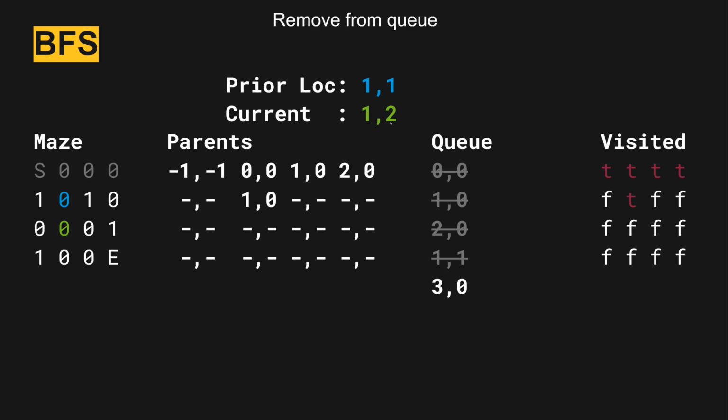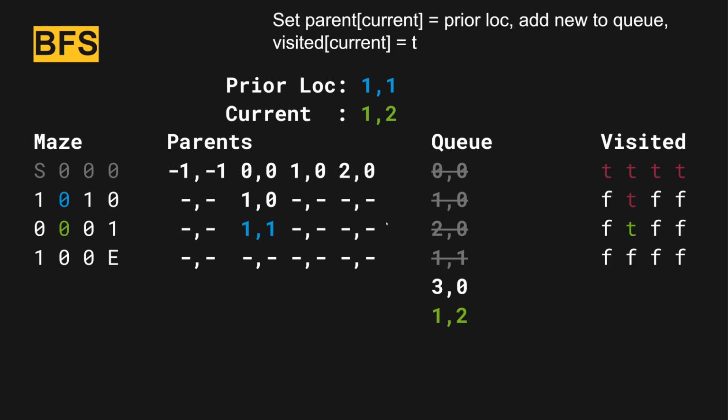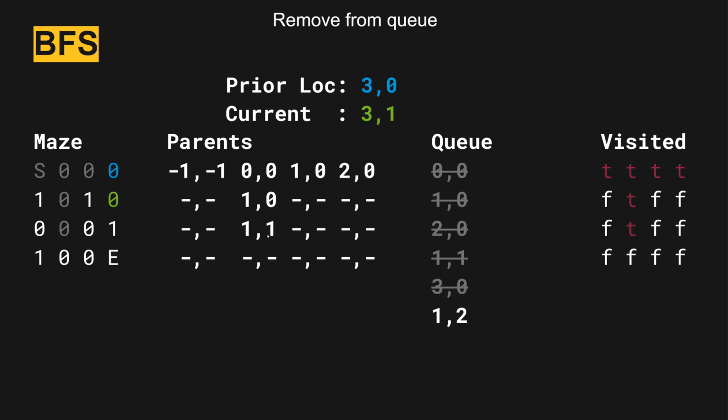We pop 1, 1 from the queue and set it to the prior location. From 1, 1, we can get to 1, 2 that has not been visited. East and west are both blocked because they're walls. So we push 1, 2 onto the queue and we mark 1, 2 as visited, and we set the location we got to 1, 2 from as 1, 1.